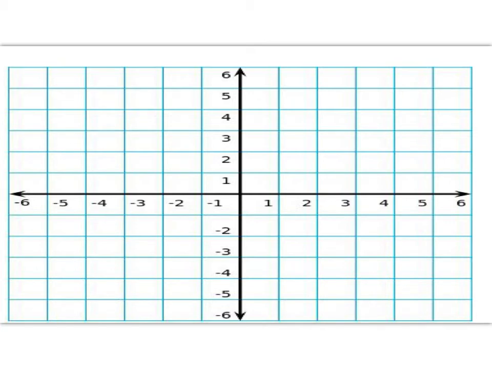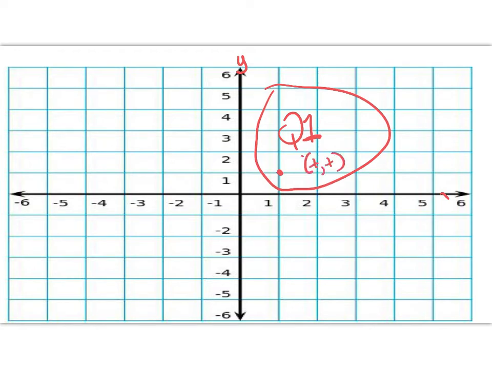Okay. Any point in this area right here is called quadrant 1. So there are 4 quadrants on the coordinate plane. The vertical is your y, the horizontal is your x, and the point will be positive, positive.